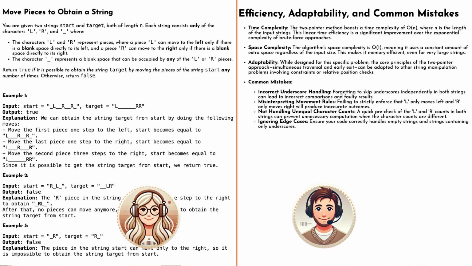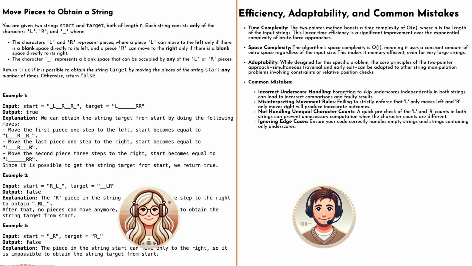People get tempted to just compare characters at the same index in both strings. But that wouldn't work, would it? Not at all. Those underscores are crucial for movement. They let those L and R cars switch lanes. If we ignore them, we miss the whole point of the sliding around. Exactly. What else? Any other pitfalls?